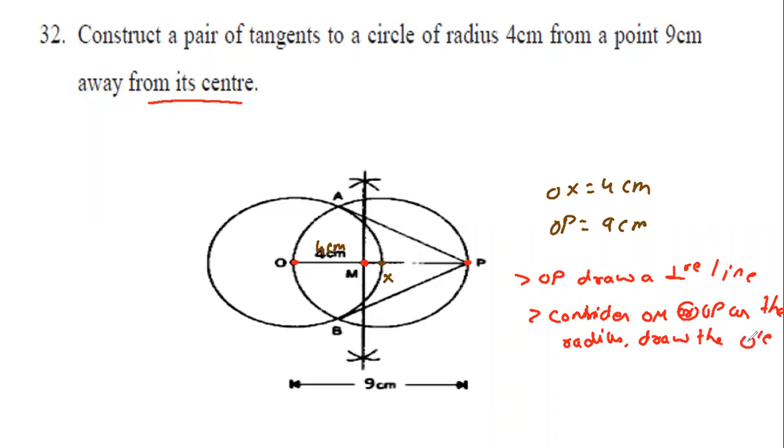Draw the circle. If you draw like this, this is circle 1 and this is circle 2, both meet at the point A and the point B. Now draw the tangent for this. This is the required tangent. You need to write down AP and BP are the tangents. You need to follow these steps. This is the figure. Next question.